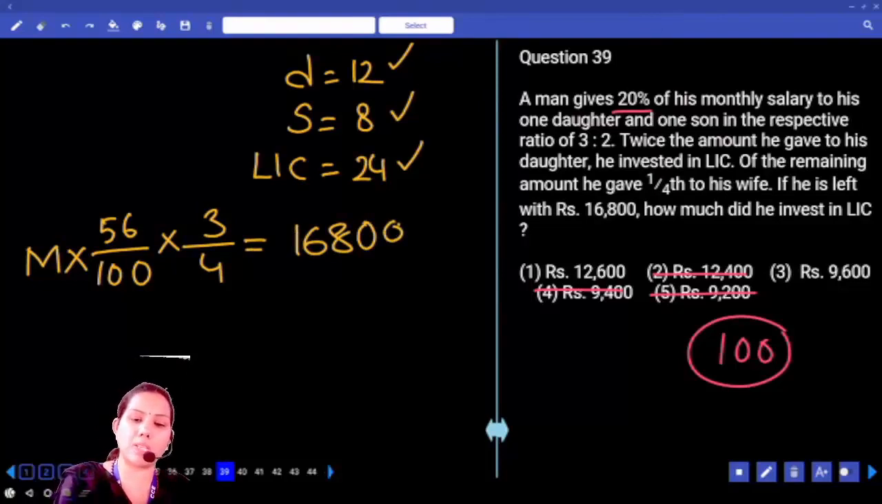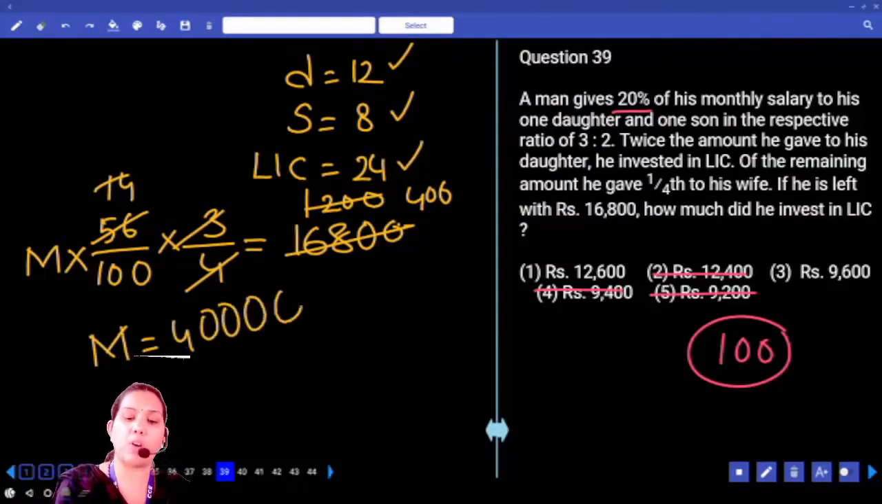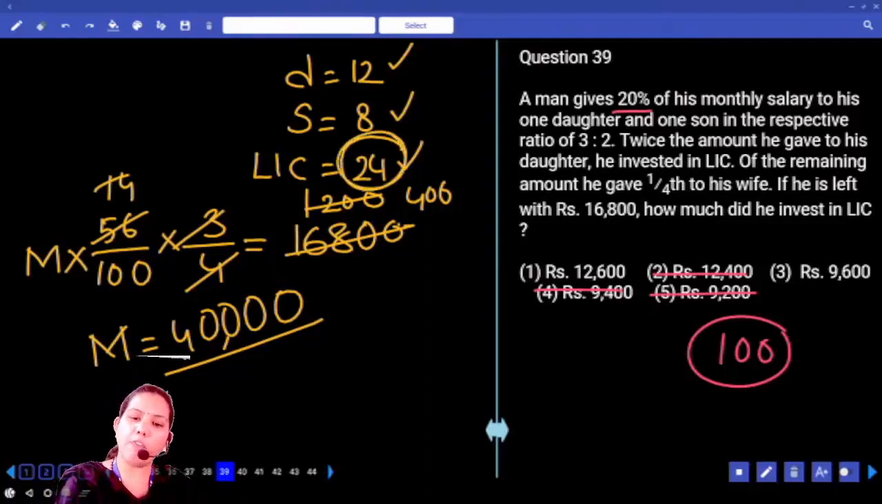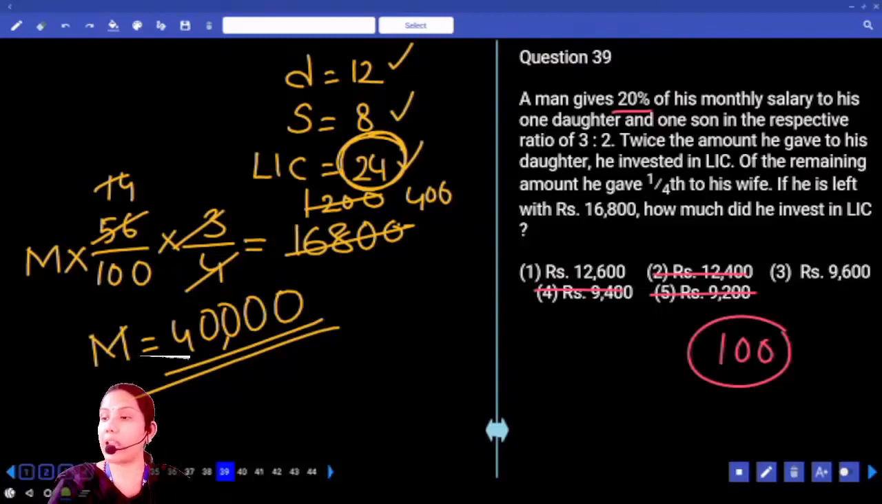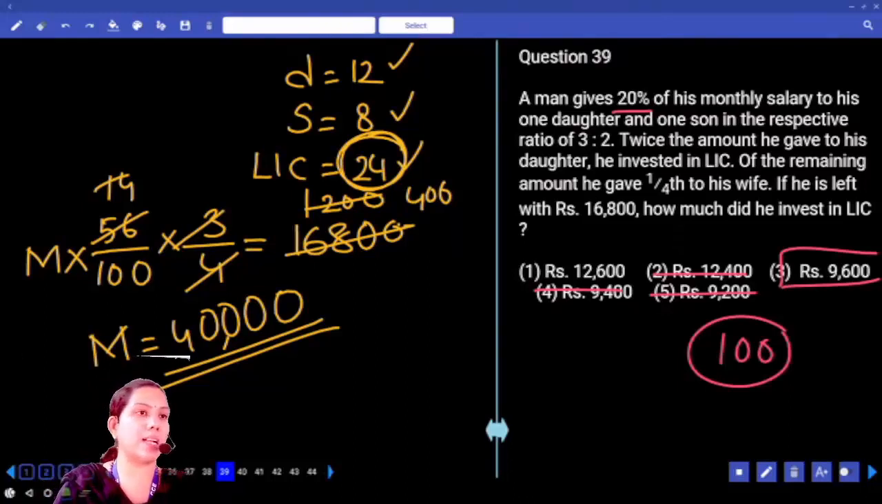The remaining amount is 16,800. In the 4 table, exactly 14 times, 14 ones and 2 double zero, and 3 exactly 400 times. So the man's salary is 40,000. And what is the question? Not the salary. Your question is LIC. LIC percentage is 24. What is 24% of 40,000? 9,600. The third option is the answer. 9,600 is the answer.